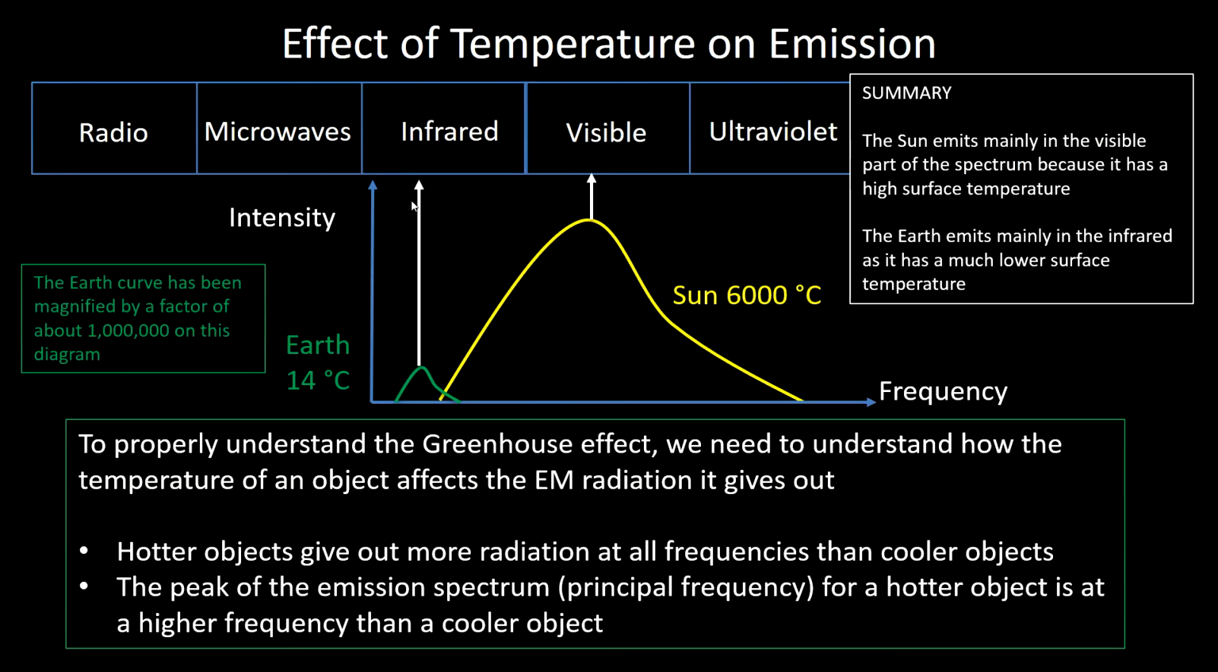So, in summary then, the basic takeaway from this is that the Sun emits mainly in the visible part of the spectrum because it has a high surface temperature, and the Earth emits mainly in the infrared as it has a much lower surface temperature. Okay, so what we need to do now is apply that to a model of the Sun and the Earth, looking at the idea of radiation travelling from the Sun to the Earth, being absorbed and then re-emitted.